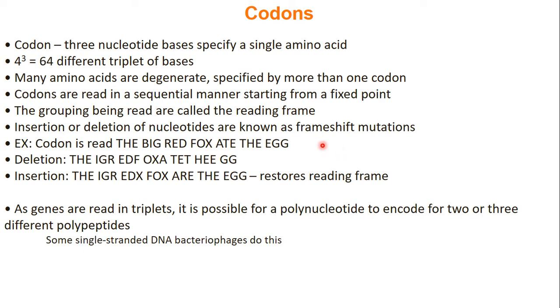For example, if my codon is the big red fox ate the egg, if I delete one nucleotide, this sentence no longer makes sense. Now I can do an insertion though and restore half the sentence, but still my sentence doesn't really make sense anymore. Now since we are reading in triplets, it is possible for a single gene to encode for 3 different proteins depending on where you start your reading frame from. And this is actually seen in DNA bacteriophages where one gene can encode for multiple proteins.